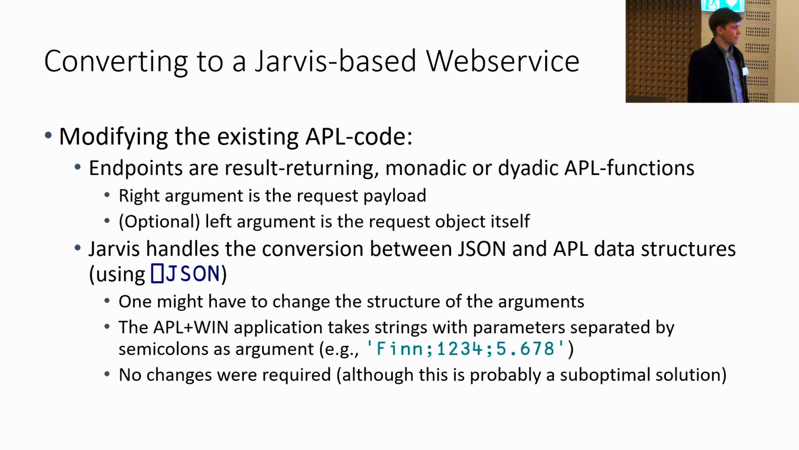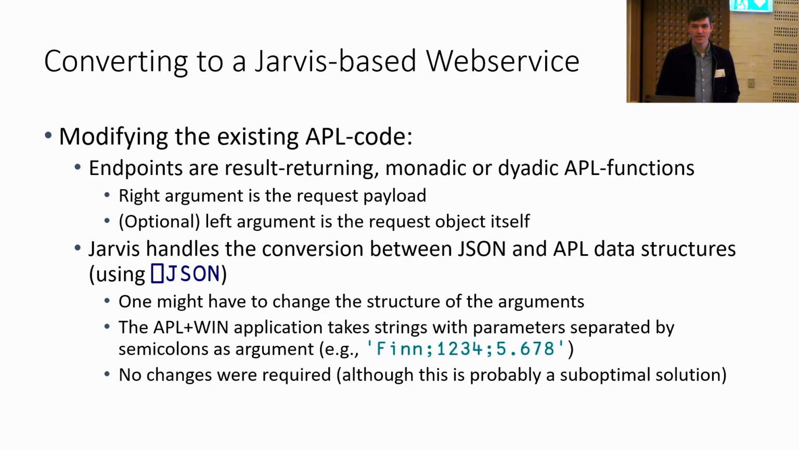from APL+WIN, and there they just passed everything as a string separated by semicolons. And this is one of the things where I would say, if you have a say in how the actual request payload should look, then this is maybe something that you want to change, because you have access to this rich toolbox of JSON data structures, and then I guess it's a bit strange to opt for this. But on the other hand, if you want to keep everything as is, then this also works.